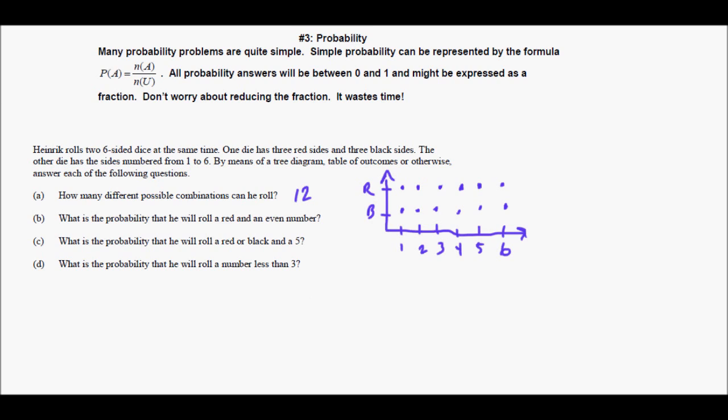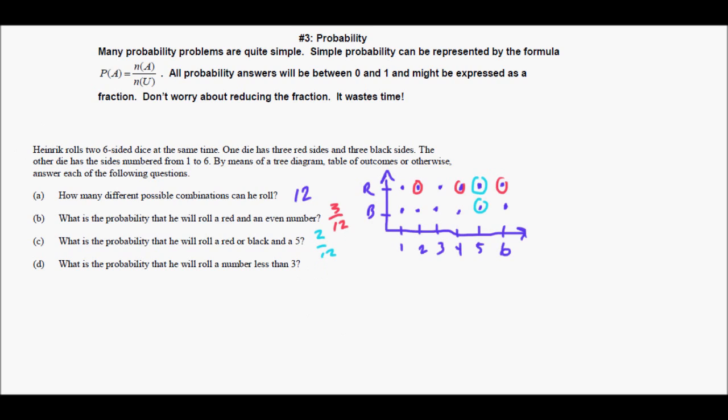Okay, well, let's use a red pen for that. A red in an even number. Well, okay, here's red, and then here's even numbers, 2, 4, and 6. So that's just going to be 3 out of 12. Okay. What about red or black and a 5? Well, it has to be a 5 here, and it's red or black, so that's just 2 out of 12. And again, don't reduce them.